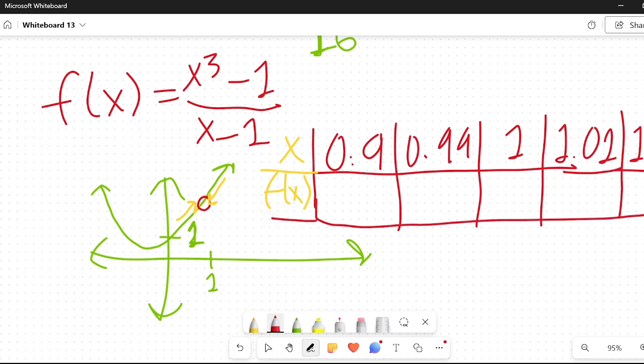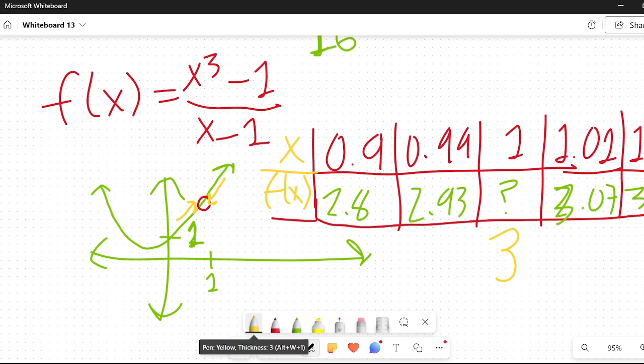Then if we plug all of these into our graphing calculator once again, we'll notice that for this one, we'll get a value like 2.8. For this one, we'll get like 2.93. And then we don't know what 1 is. But as we can see, when we plug in such values, we will get things that approach 3. And in fact, the limit is 3 as we approach 1 in this graph. So that's essentially how we would evaluate a limit numerically.